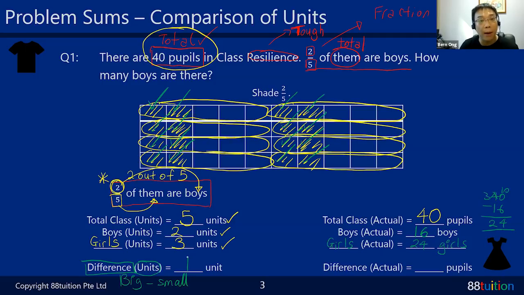So number of girls is small, what? So 24 minus 16 is 8. Can you see? And so once again, 3 things can bring you to another clue. Thank you, Edison. It's 8.